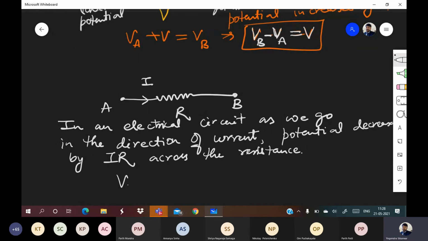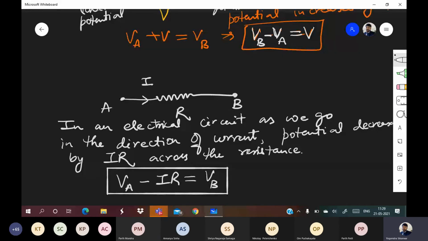So what happens? VA minus IR is equal to VB. You are starting from point A, so the potential of point A is VA, and the potential of point B is VB. So VA minus IR, because you are going in the direction of current, and you have reached point B. So VA minus IR is equal to VB.